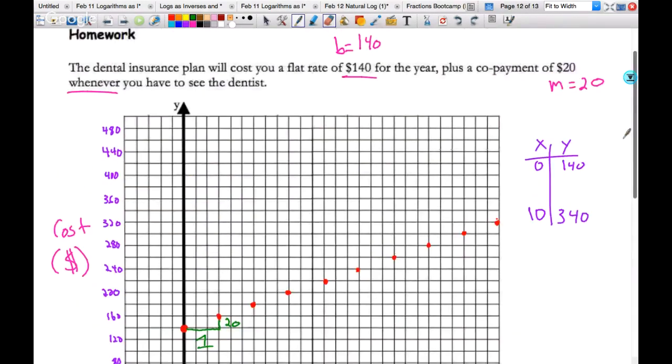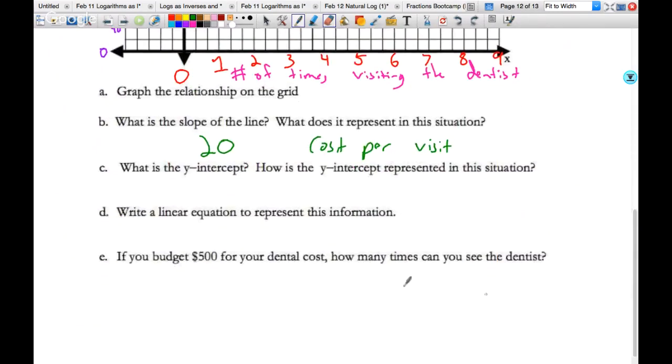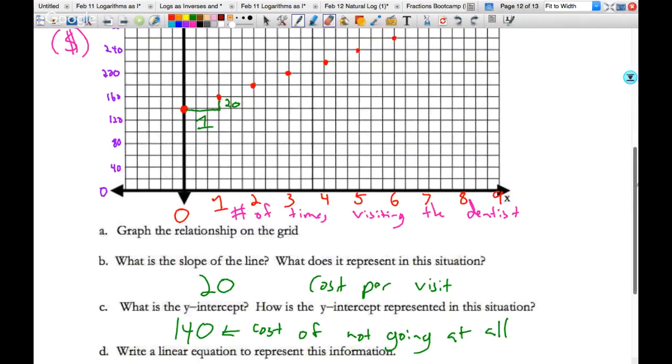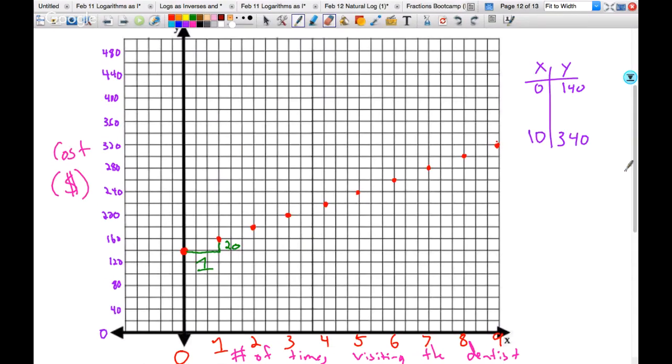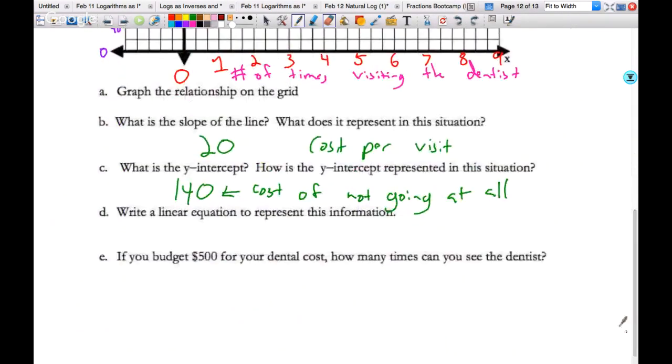What's the y-intercept? Well, we can see it crosses the y-axis at 140, which makes sense with the word problem. How does the y-intercept represent the situation? This is the cost of not going at all, but still having the plan. So, you know, it might not sound like a very good deal, but maybe that's what helps motivate you to get to the dentist, is that you have to pay a certain amount anyway, so you might as well make the most of that money by going to the dentist a few times. Write a linear equation. Well, this is going to be our slope. This is our y-intercept, so y equals 20x plus 140.